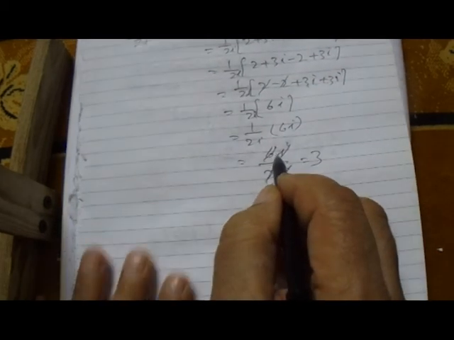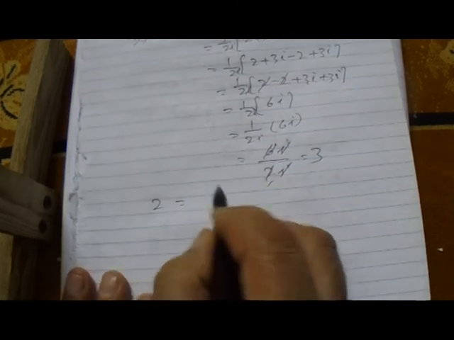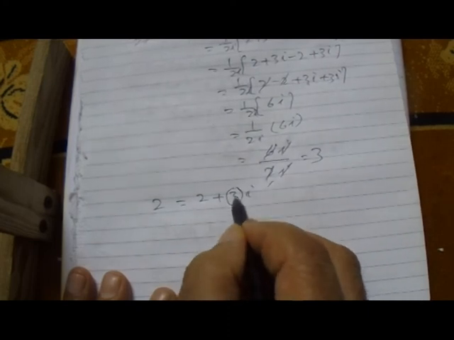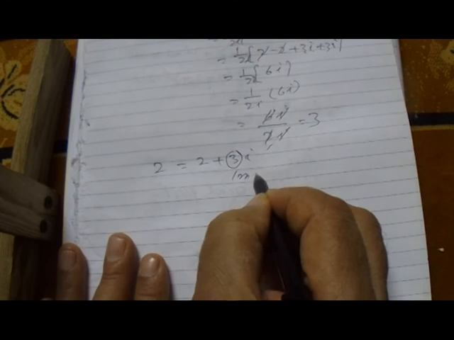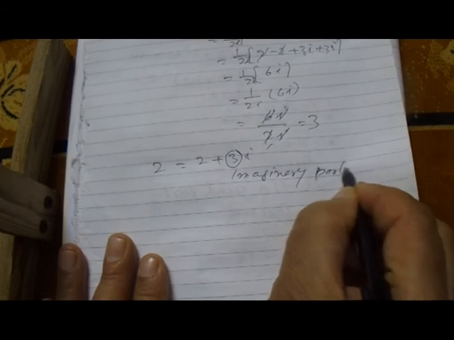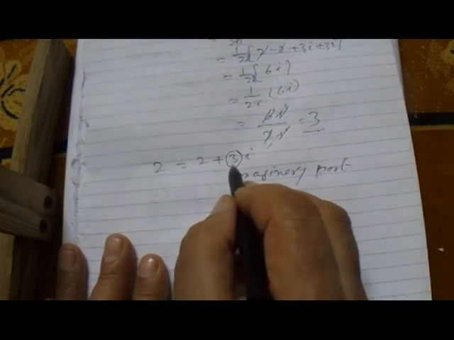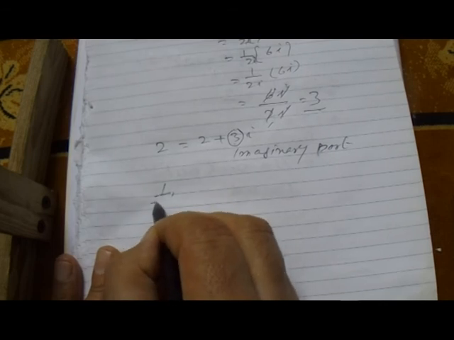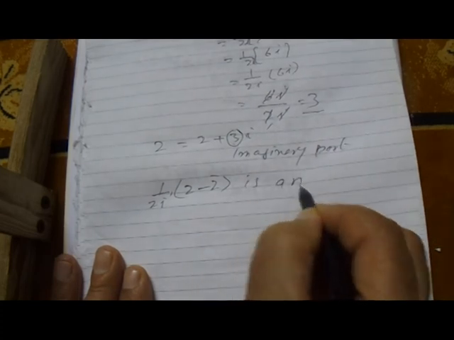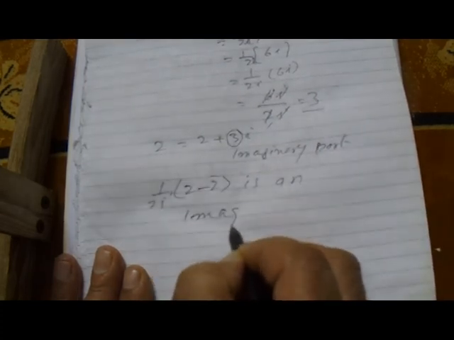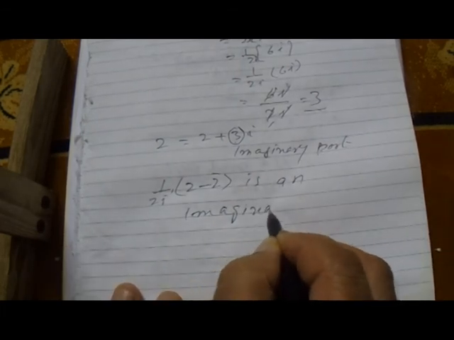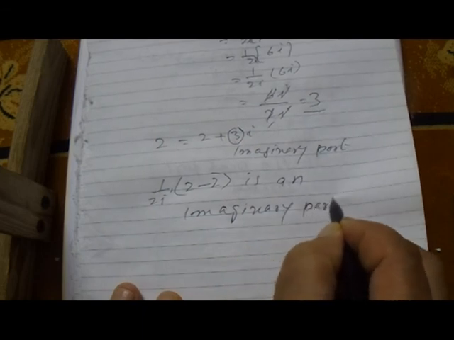Now 3. We write here z is equal to 2 plus 3 iota. Now 3 iota. Now this is our imaginary part. We have found 3, and it is also 3. Yes, 1 over 2 iota and z minus z bar is an imaginary part. Proved.